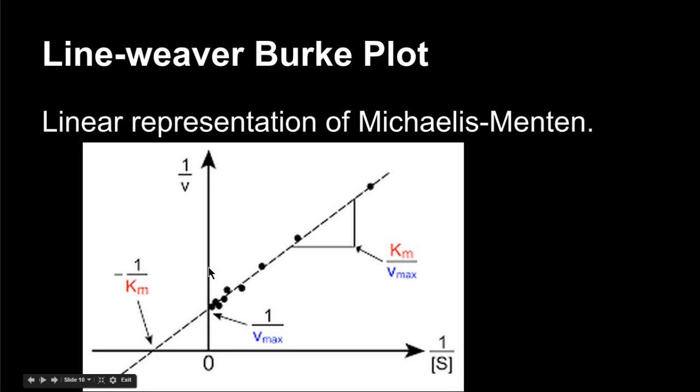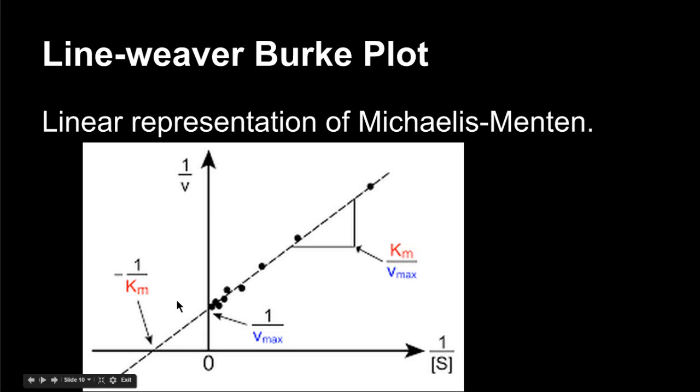All of these y plots are just the reaction velocity, and all of the x plots is just 1 over the substrate concentration. So 1 over the reaction velocity, 1 over the substrate concentration. And if you think about it, therefore, the slope of this line must be the Km over Vmax, right, the rise over the run.